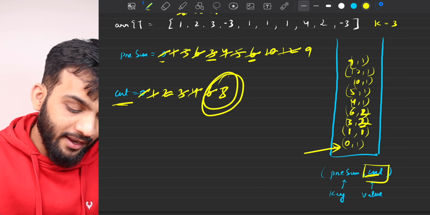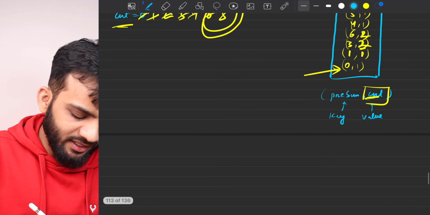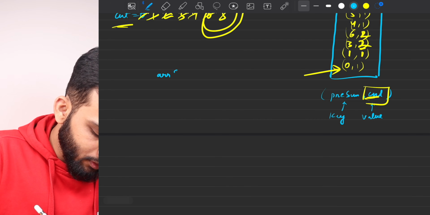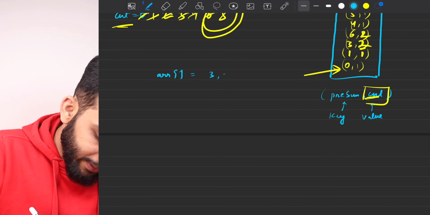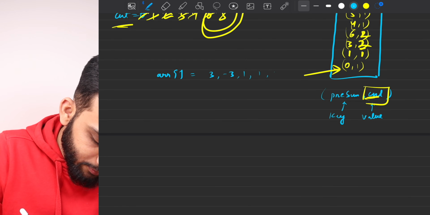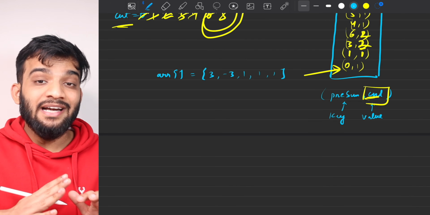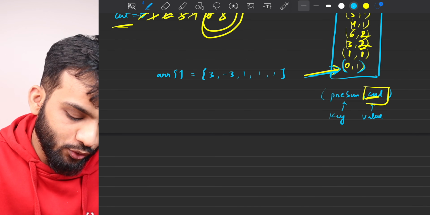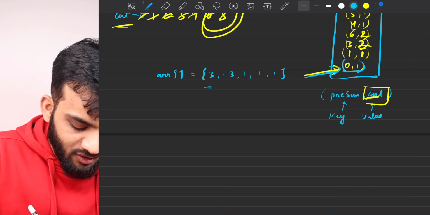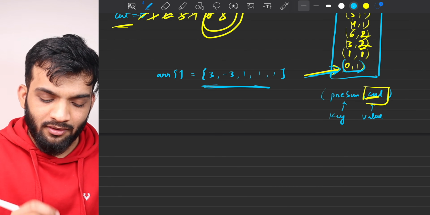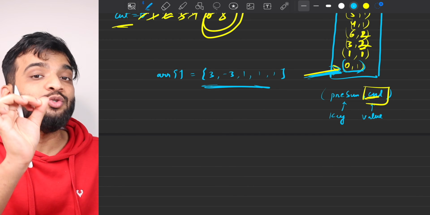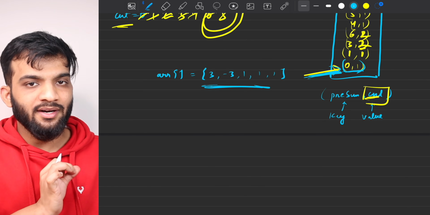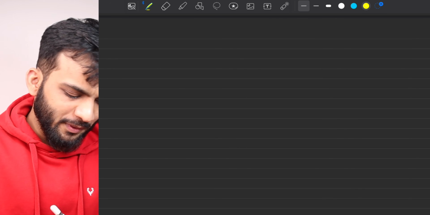And if you want to know why, I'll just give you a small example. You can try it out at your home. So take this example, 3, -3, 1, 1, 1, okay? Take this example and you will see what will happen if you do not store 0. Please try out this example, do a trial, and you'll understand why storing 0 is very, very important. Got it? So the entire logic is super simple, isn't it?